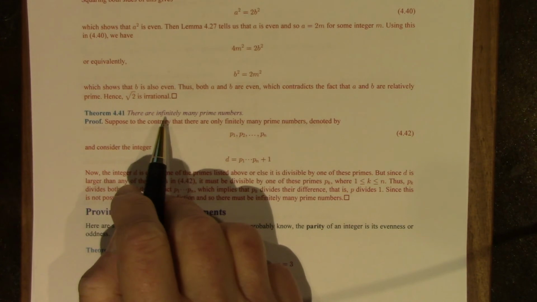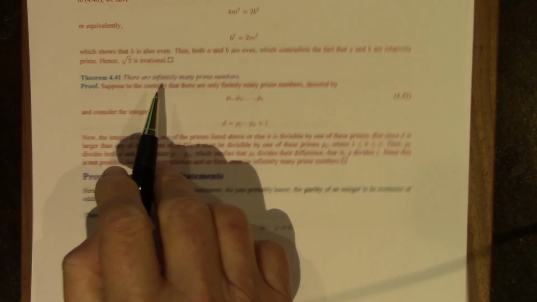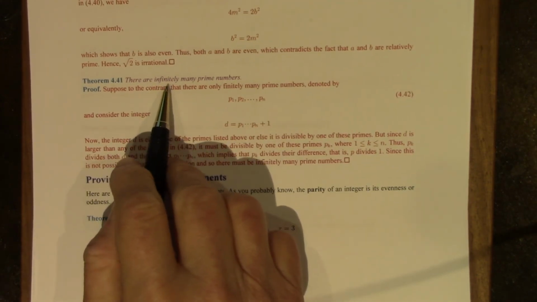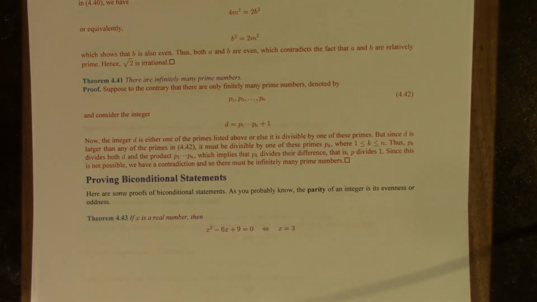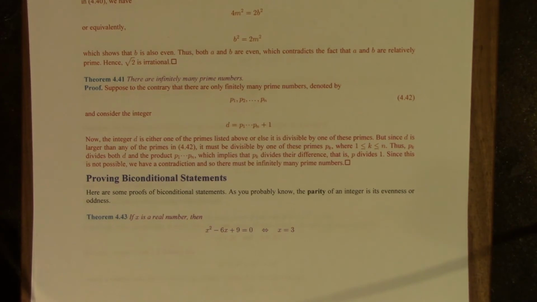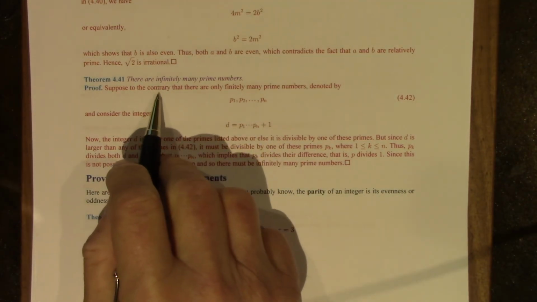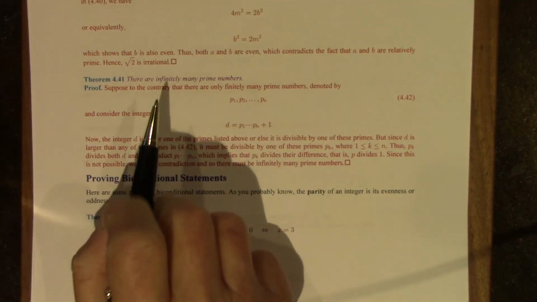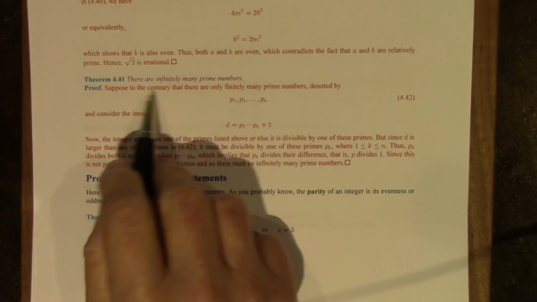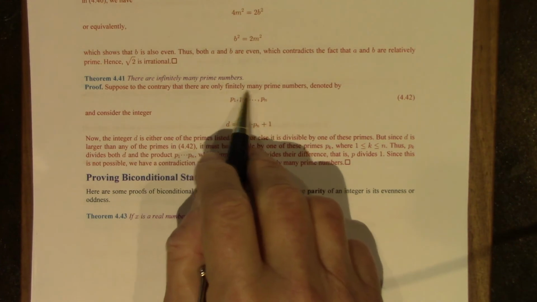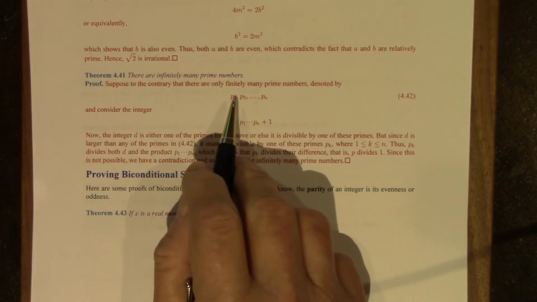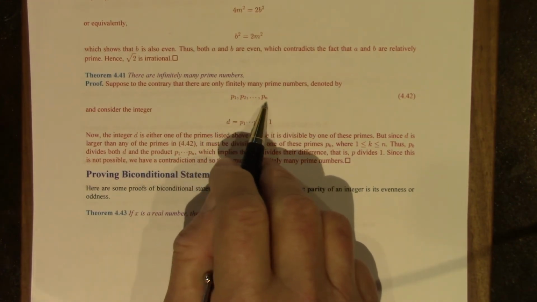Here's another terrific example where proof by contradiction really shines. There are infinitely many prime numbers. This was first proven by Euclid in 300 BCE. So what is that? 2,300 plus years ago. Suppose to the contrary that there are only finitely many prime numbers, and we can write them down, p1, p2, up to pn.